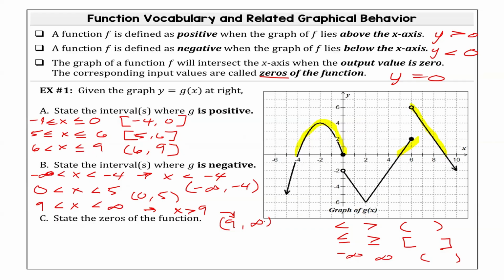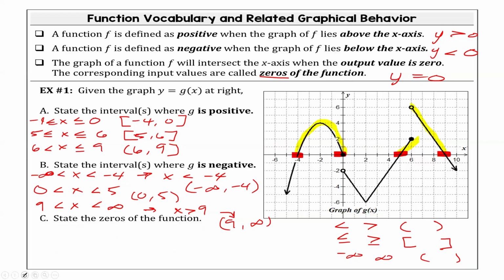Next is the zeros of the function. So we have how many zeros in this function? Highlight my colors. We have a 1, a 2, a 3, and a 4 zeros. So we have 4 points of defined zeros.